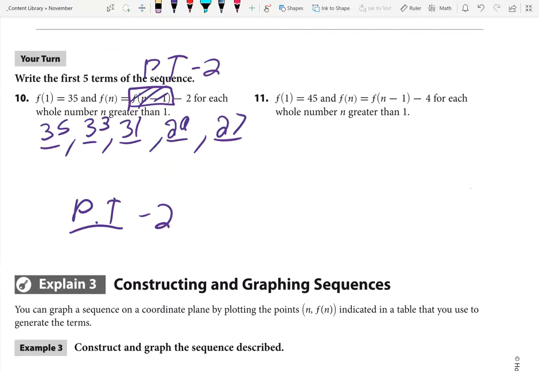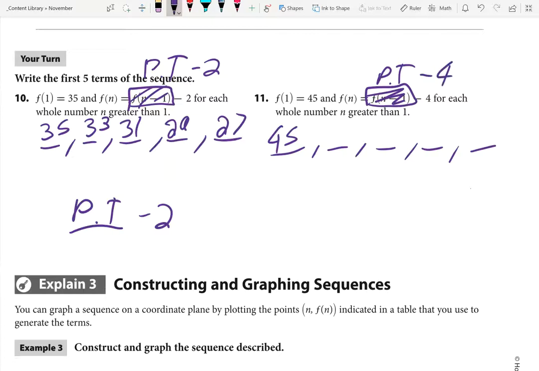Okay, so let's do it for number 11 as well. So number 11, our first term is 45. So our formula says right here, previous term minus 4. So our previous term, if I want to find the second term, the previous one was 45. So 45 minus 4 makes 41.